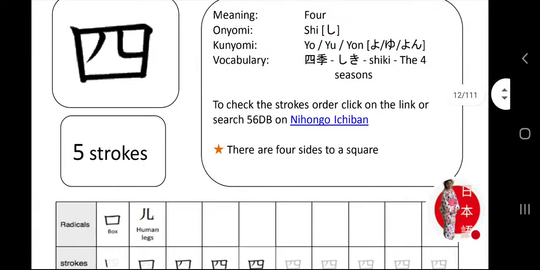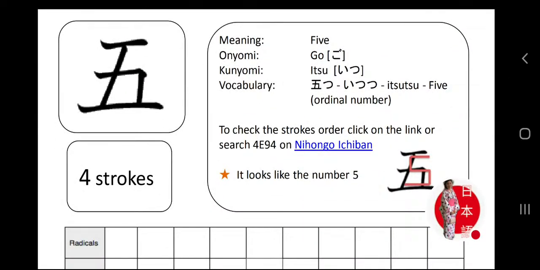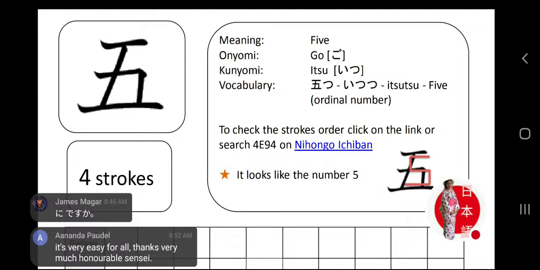Okay, next, of course, we have the 5, which is go. 1, 2, 3, 4, go. This is the number 5. So we have here go for the Chinese reading, onyomi. And then kunyomi, the Japanese reading, is itsu. For sample vocabulary, we have itsutsu, which is 5.